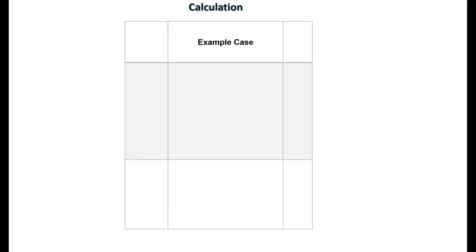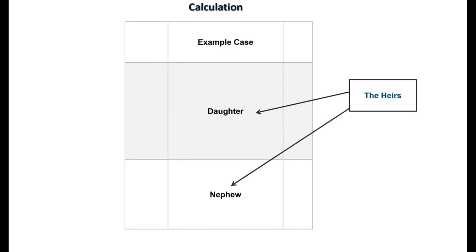In this lesson, we will learn how to calculate the cases of inheritance. Example of a case. This is how we calculate. In this case, we have a daughter and a nephew. We have two people that were left behind by the deceased person. They are known as the heirs.